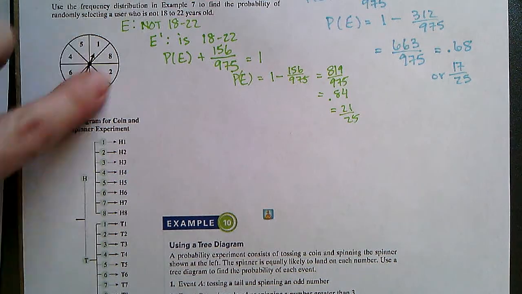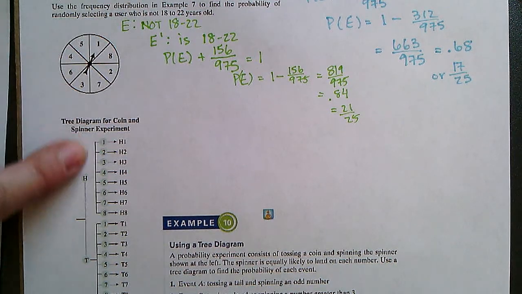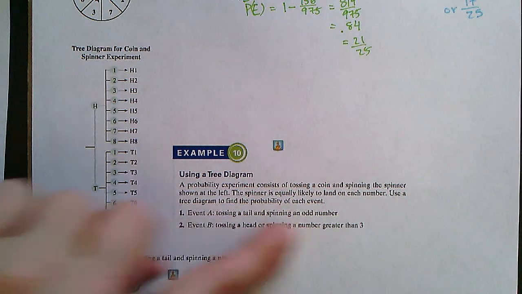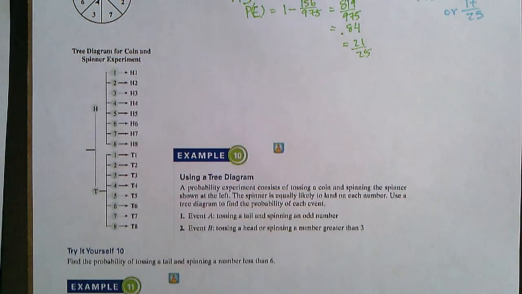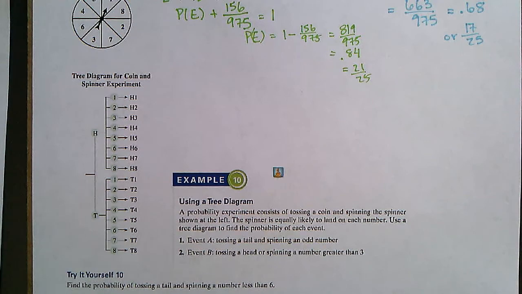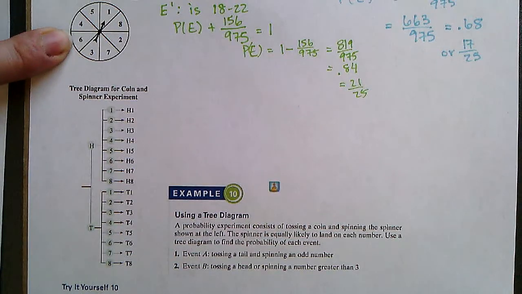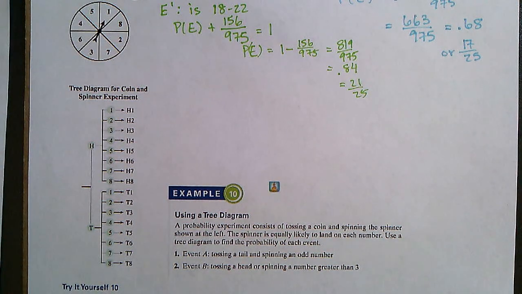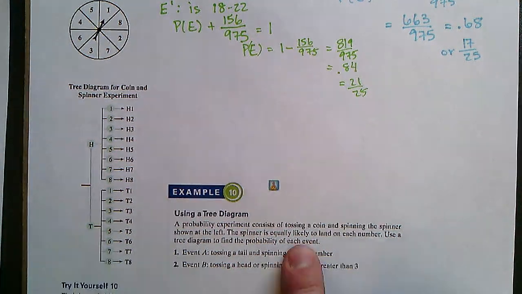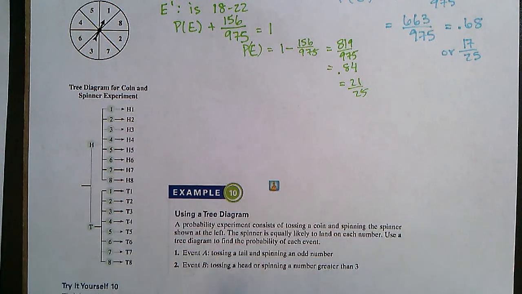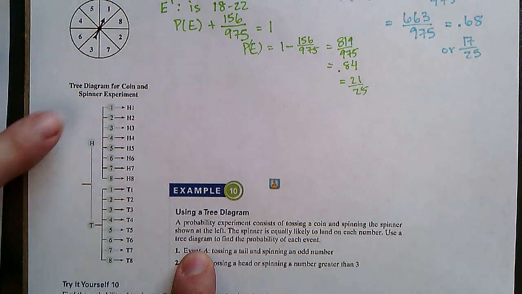Okay, this little spinner goes with this tree diagram and goes with this example 10. A probability experiment consists of tossing a coin and spinning the spinner shown up here. So that spinner has 8 equally sized sections. The spinner is equally likely to land on each number. Use a tree diagram to find the probability of each event. So here's our tree diagram.